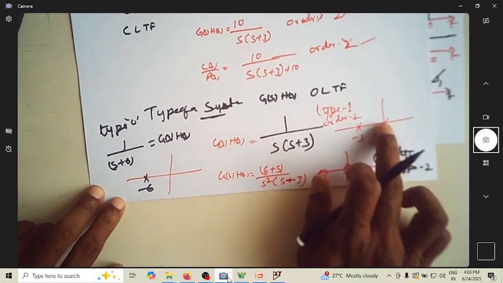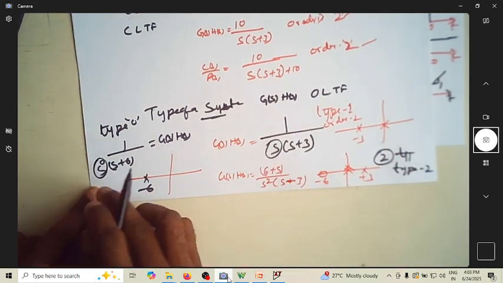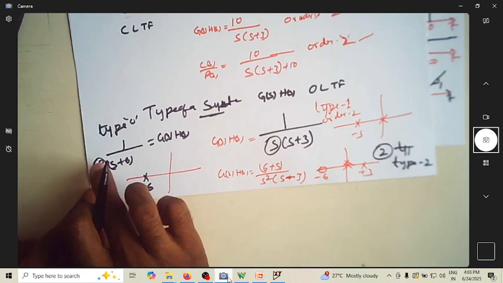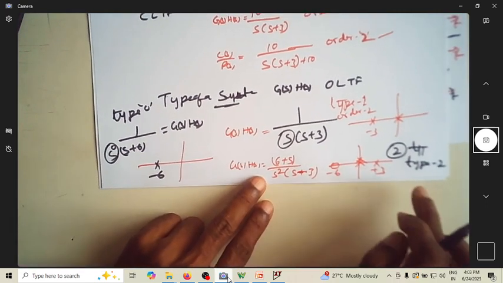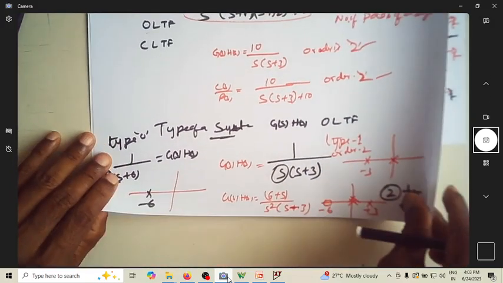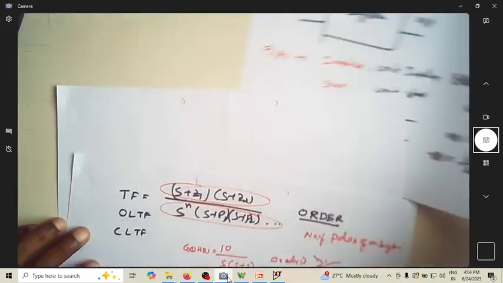So we have type 1. This is s power 0 like. There are no poles at the origin, and there are two poles at the origin. So it is type 2, type 1, type 0, type 0. So that's about type of a system.